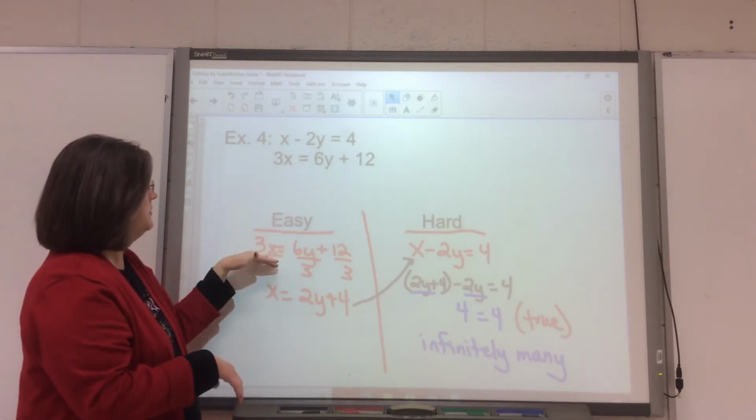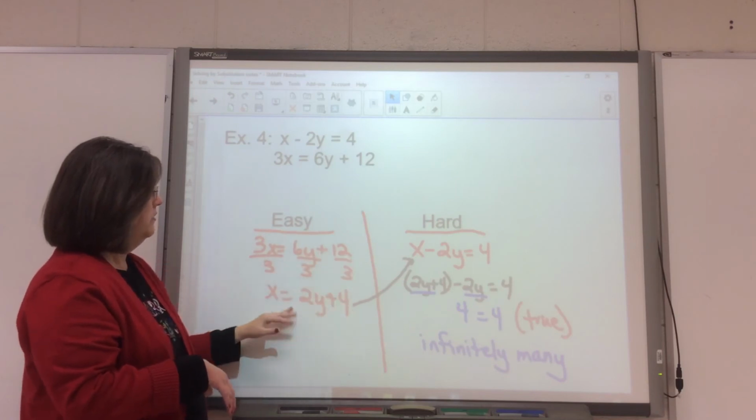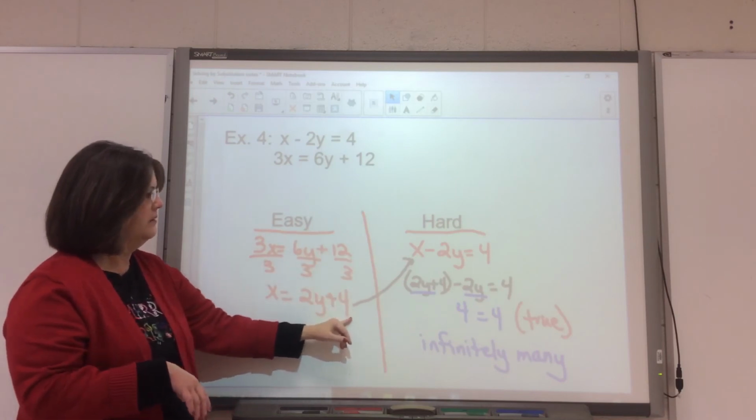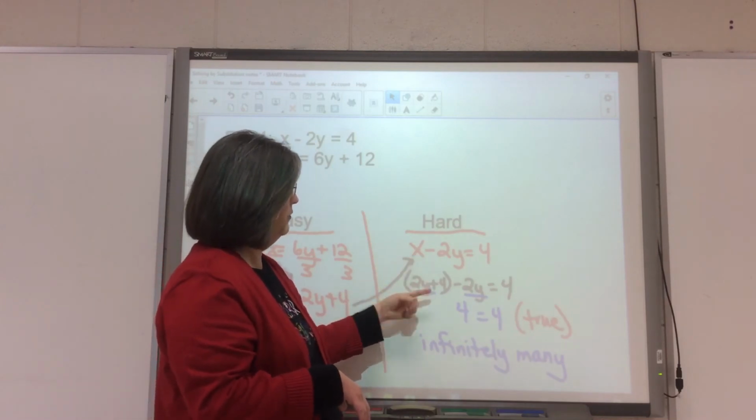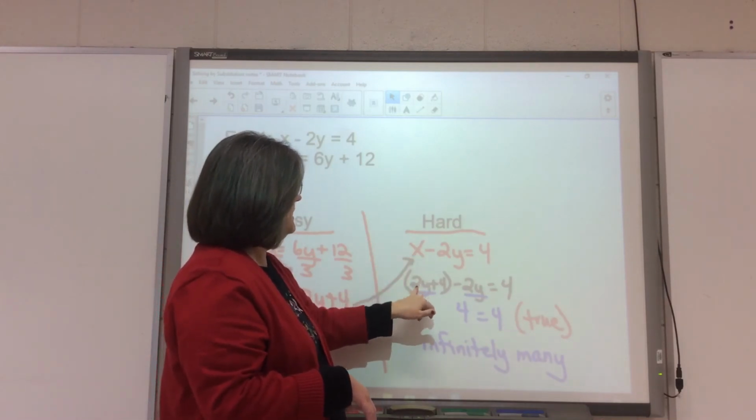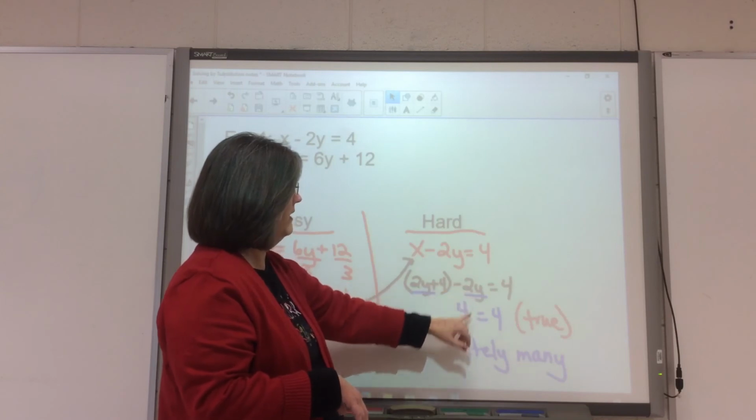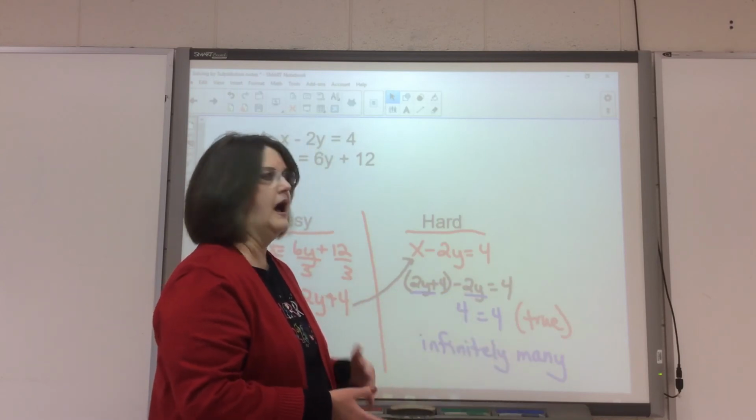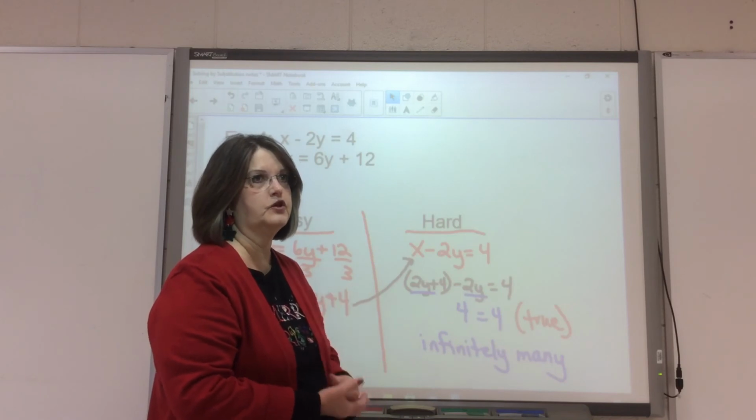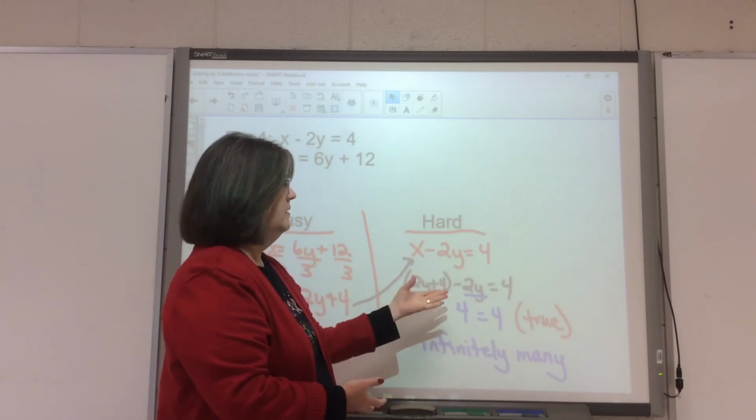But anyway, so we put this here, we divide by 3, we get x is equal to 2y plus 4. All right, we're going to substitute in for x, 2y plus 4. All right, now, see how the two y's cancel out and I have 4 equals 4. When that happens, I have infinitely many solutions.